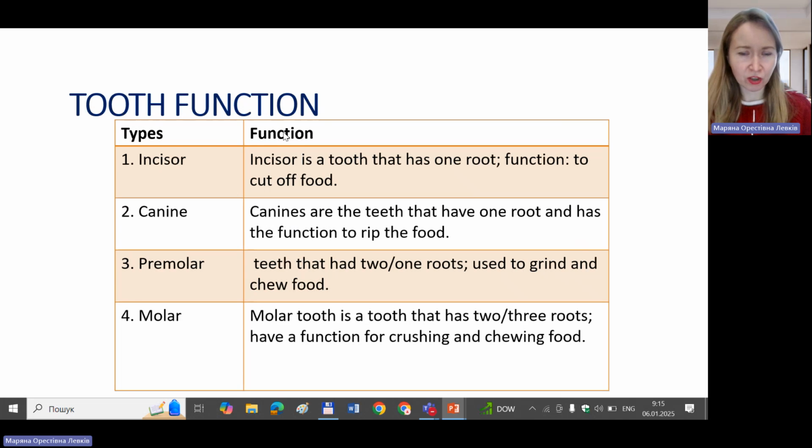Every tooth has its function. An incisor is a tooth that has one root and it is used for cutting of food. Canines have a function to rip the food. Premolars are used to grind and to masticate food. And molars' function is crushing, final crushing of the food and mastication of food together with premolars, of course.